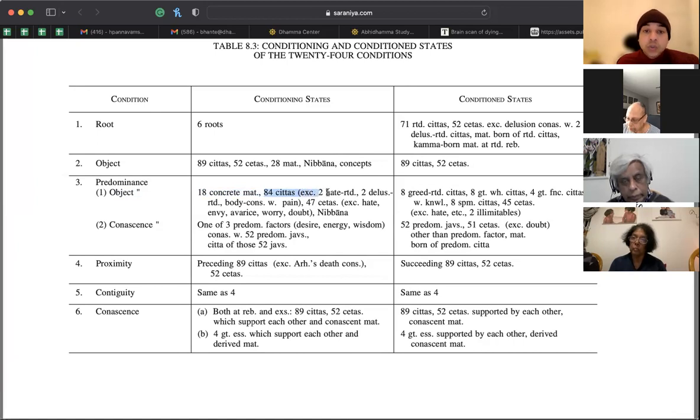excluding 2 hate-rooted, 2 delusion-rooted, body consciousness with pain; 46 chetasikas, excluding hate, envy, avarice, worry, and doubt; and Nibbana.